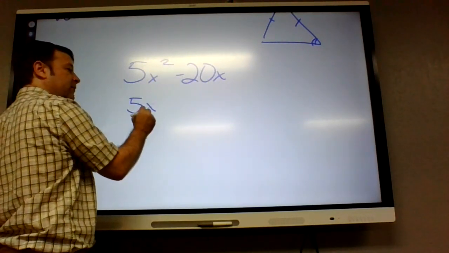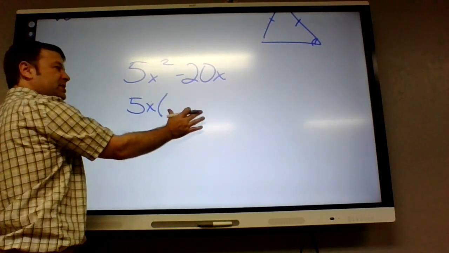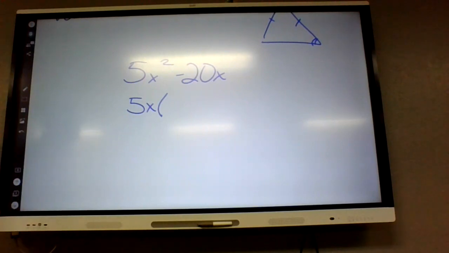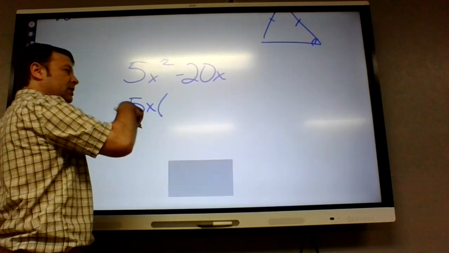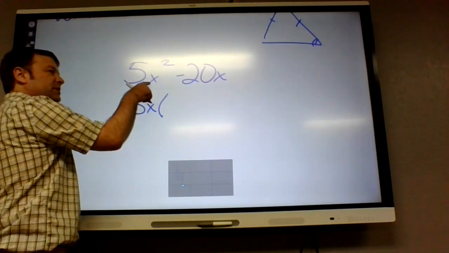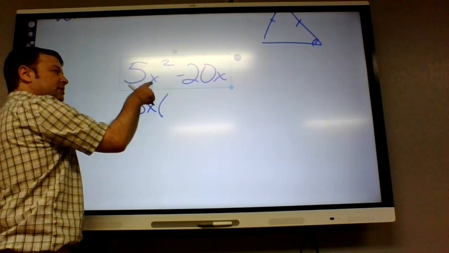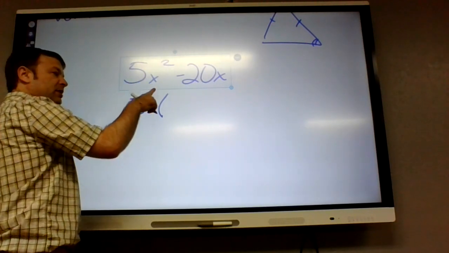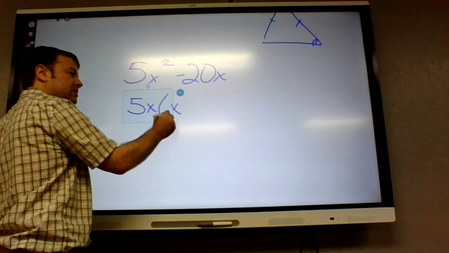So what you do is you put a 5x in front, and then in parentheses you put what's left if I divide these by 5x. It's kind of the reverse of distribute. We're undistributing the 5x. What's this divided by 5x? X. Right. 5 divided by 5 is 1. X squared divided by x is x.